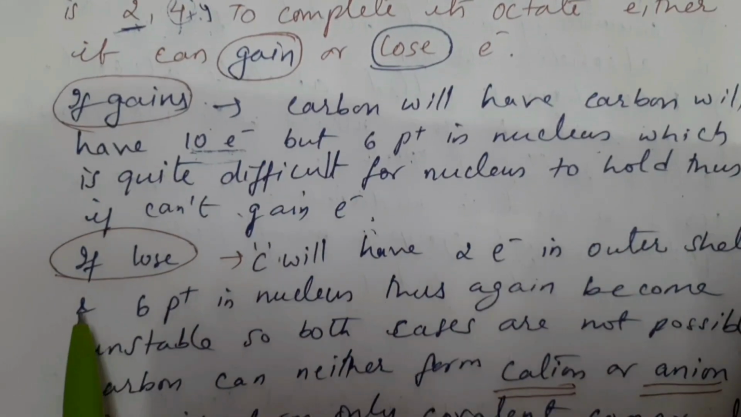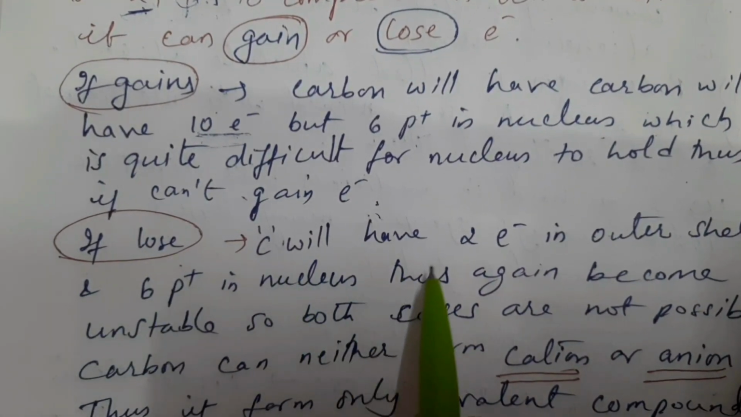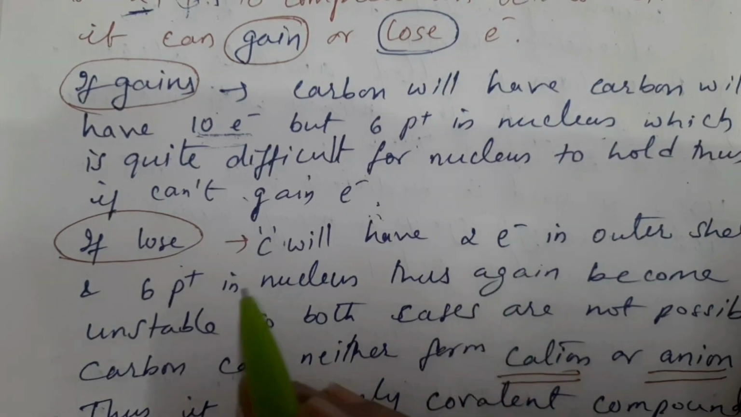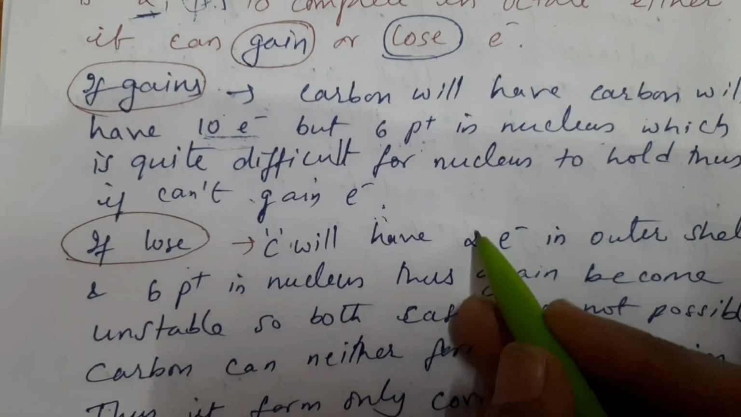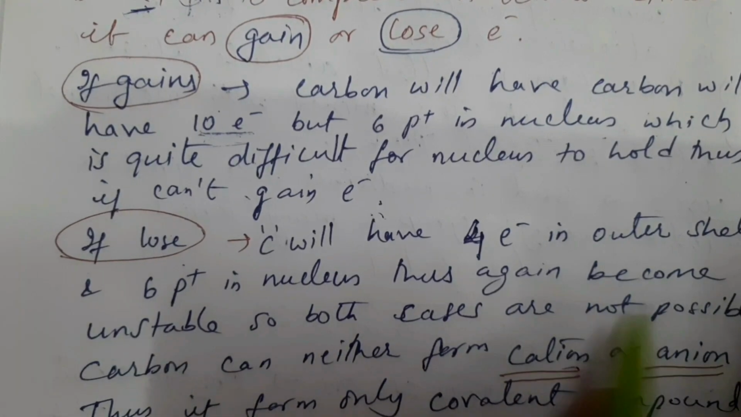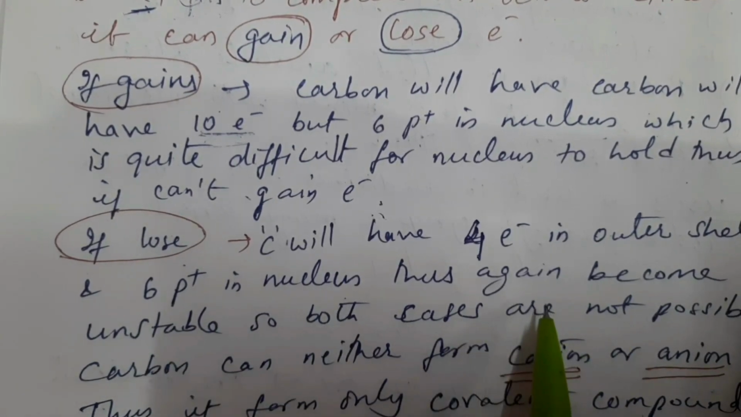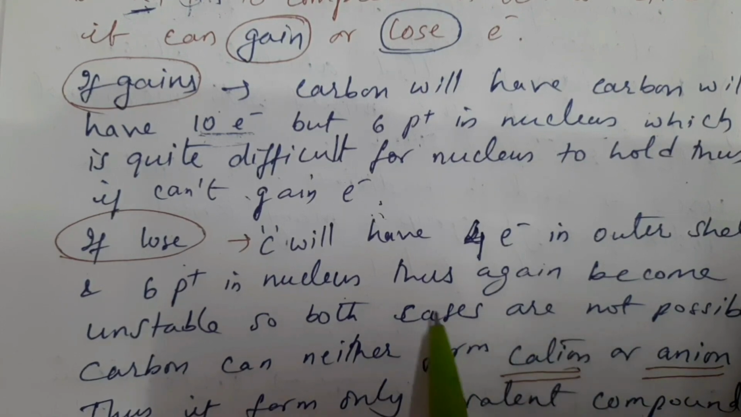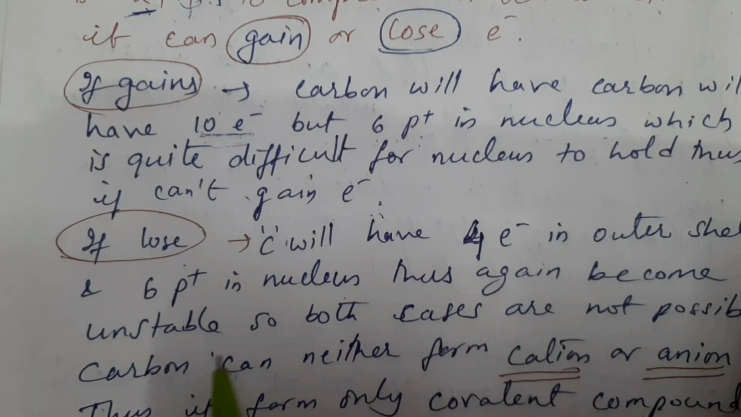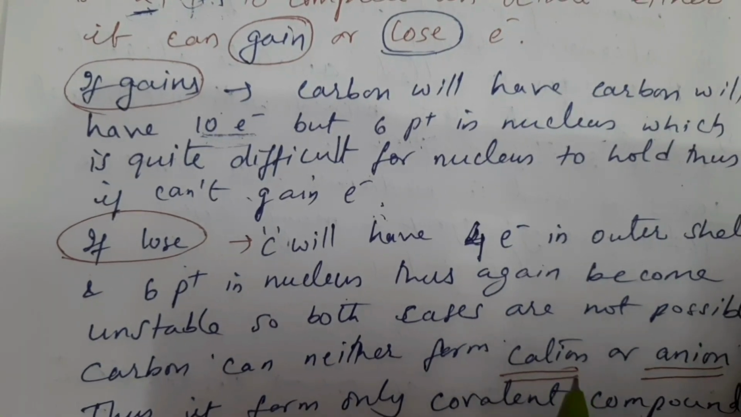Now, in the simple way, why is it not losing electrons? If carbon loses 4 electrons from its outermost shell, then it will have 6 protons in the nucleus, whereas only 2 electrons will be there. So again it will become unstable. So both the cases are not possible. Carbon can neither form a cation nor an anion.